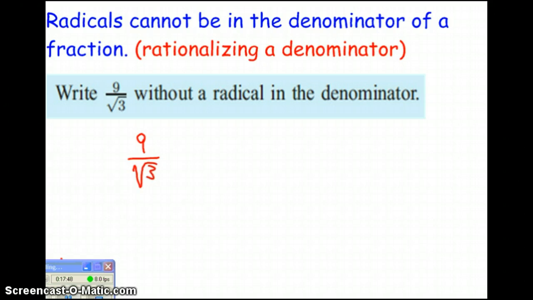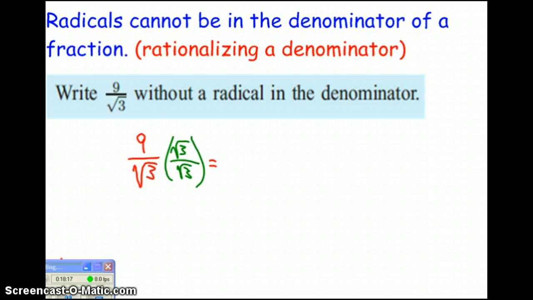Do you remember, Chris? Multiply the top and bottom. Multiply by 1, right? If I multiply it by 1, I don't change the value of it. But what does 1 look like? 1 is going to look like the square root of 3 over the square root of 3. I'm multiplying by 1, correct? If I multiply by 1, it doesn't change the outcome or the value of the problem.